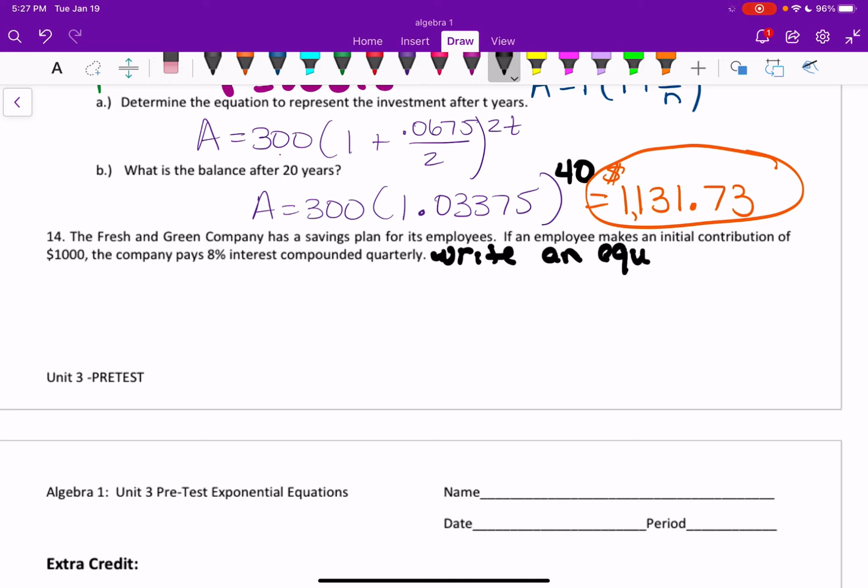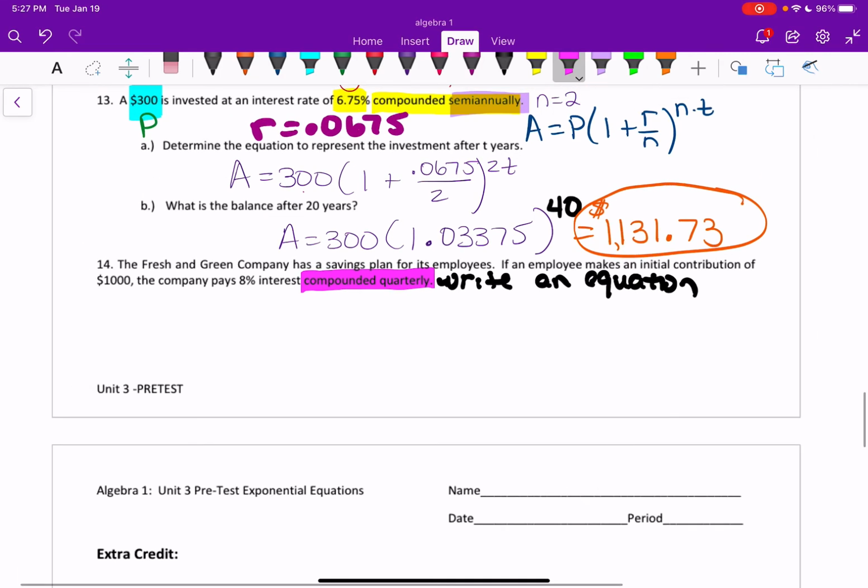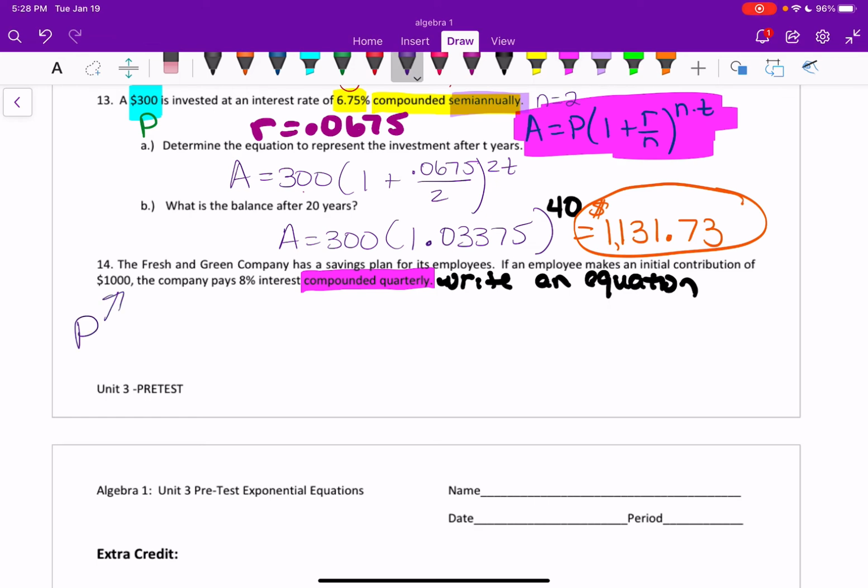Okay, so I'm going to write this equation, but first I need to figure out what we're talking about. It has a savings plan for employees. We're talking money. If the employee makes an initial contribution and pays this, it's compounded quarterly. As soon as I compound it, I know I'm going to use this equation up here. So let's see what A is. Our P is our original, that's what we put in to start with.